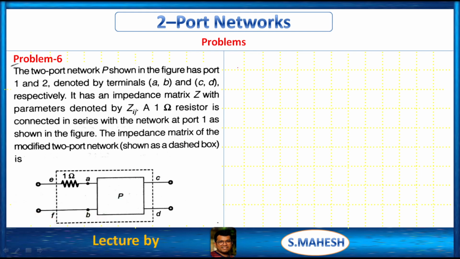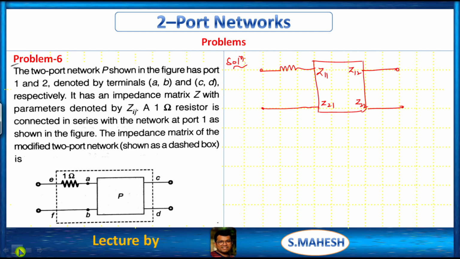See, given is the impedance matrix, with Z11, Z12, Z21, Z22. You have an extra resistor. These are the output ports. Given that the value of this external resistor is 1, and through this we have I1, this is I2, this is V1, this is V2, right? See, is there any change in the value of V2? Because there is no external resistance across this V2, right?